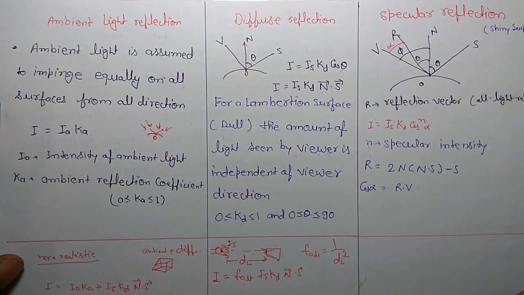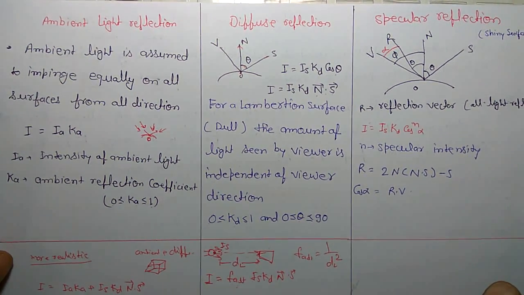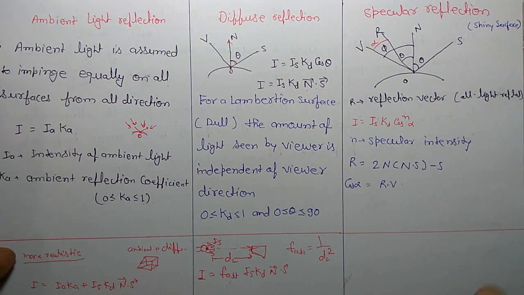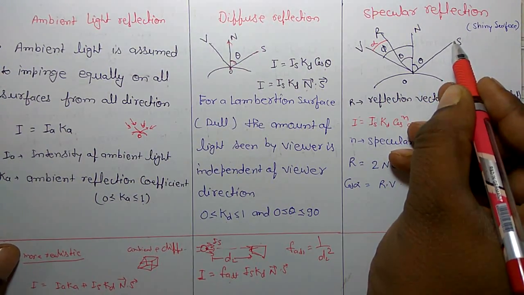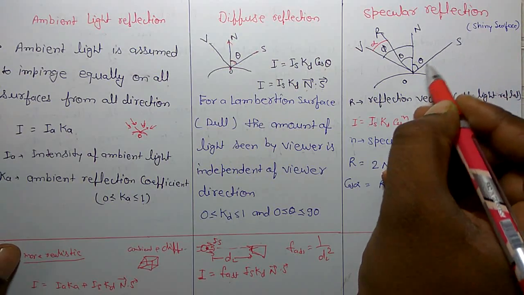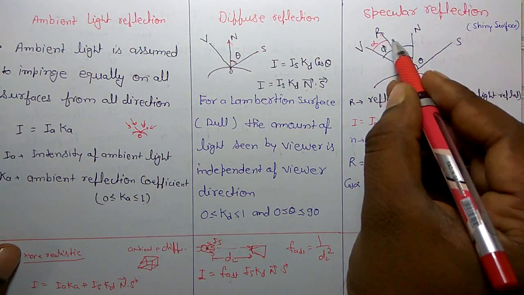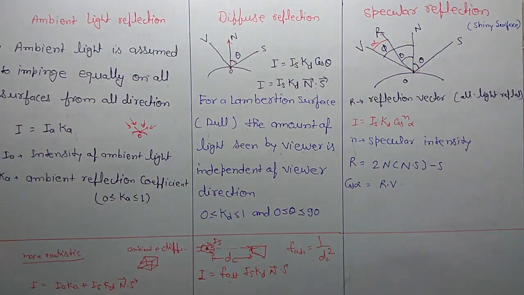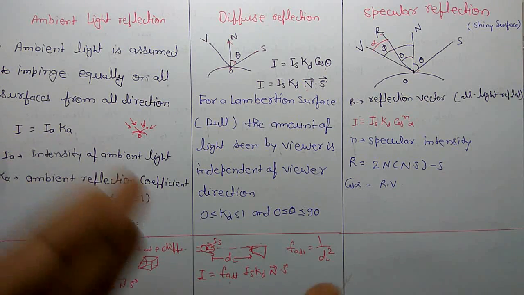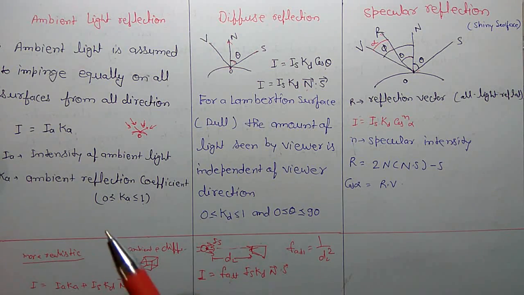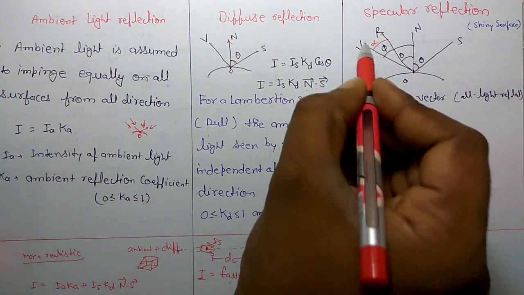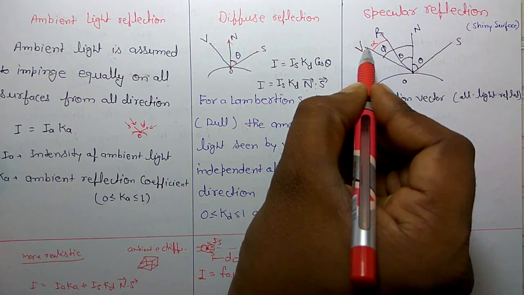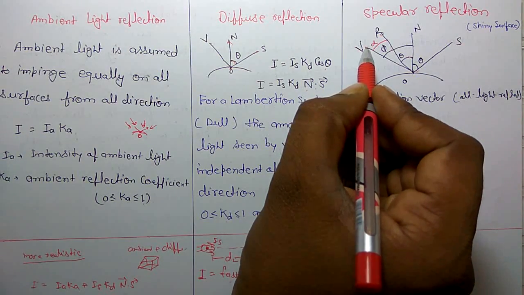Next is specular reflection. Specular reflection happens at a shiny surface. And if this is the light source, and this is R, the reflection vector, and both angles are theta. Like in a mirror, when you throw some rays on the mirror, with the same intensity you will get the reflected value. And this is the viewer direction. You can imagine the viewer as a camera also.